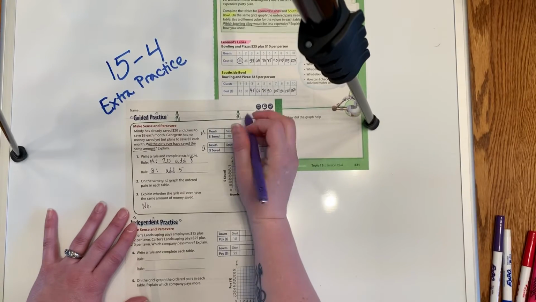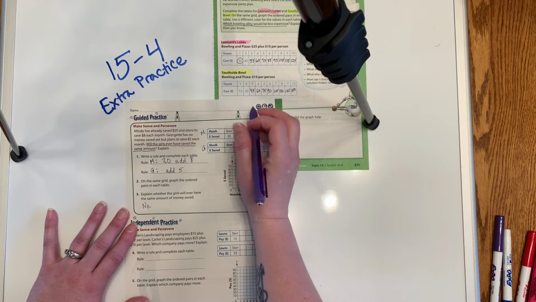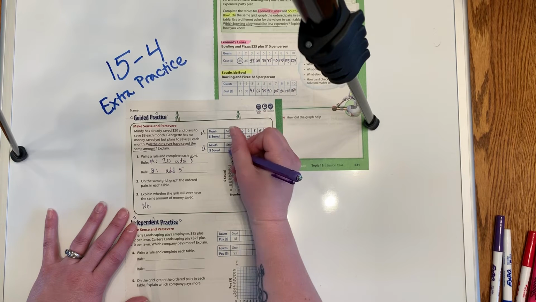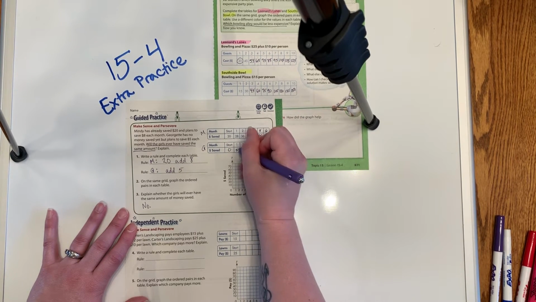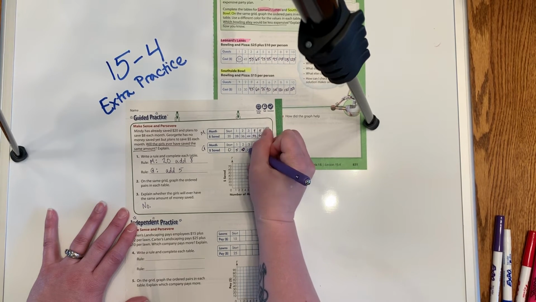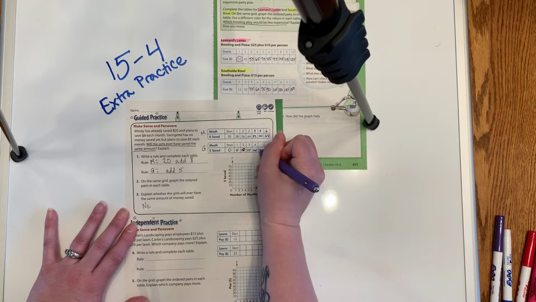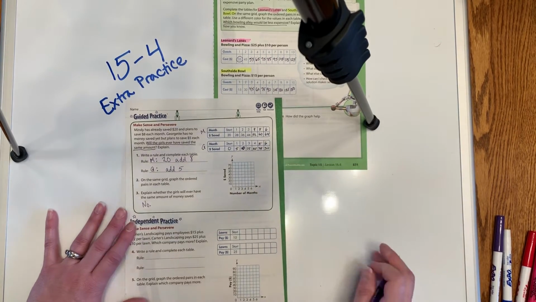And then at the start, this Georgette doesn't have any, so we're going to put a 0. And then this is going to be super simple. 5, 10. Pretend like that's a 10. 15, 20, 25, 30. I guess I need to fill in these numbers.